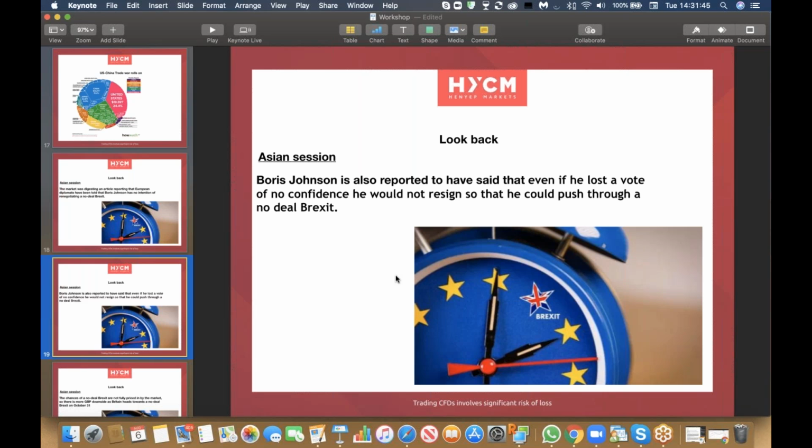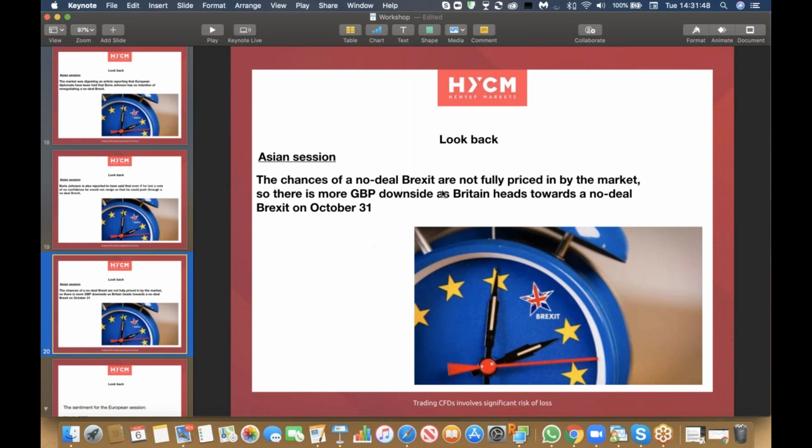So he's absolutely resolved. So just to say, the chance of a no-deal Brexit is not fully priced in by the market yet. So there is more potential pound downside as Britain heads towards a no-deal Brexit on October 31st. A lot of people, until recently, the base case was still for a deal to be done between Britain and the EU. However, it's starting to move towards more and more likelihood of a no-deal Brexit on October the 31st, and that's being priced in. That's why we've been seeing a lot of the pound falling heavily in the last couple of weeks in particular, and there may be more to come.